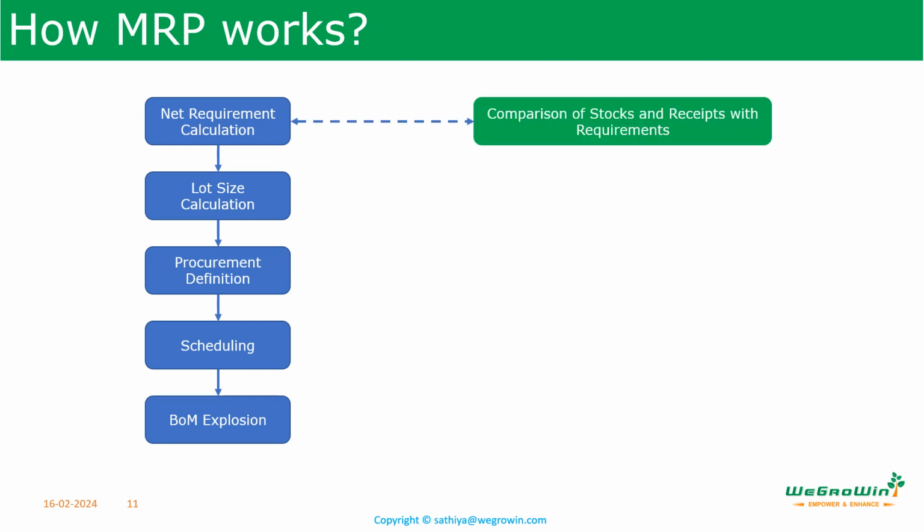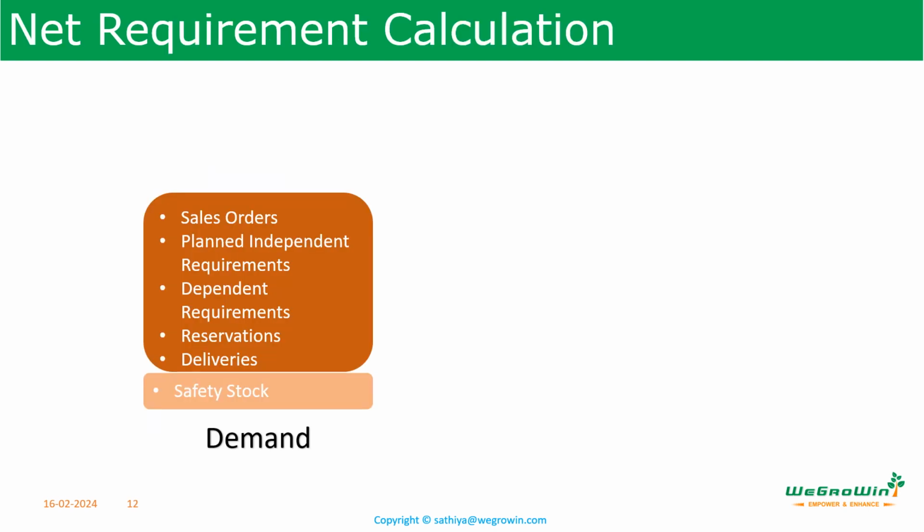Now, with the net requirement calculation, the system compares the stock and the receipts with the requirement. That is, it takes the demand. What are the demands there? Sales orders, planned independent requirements, other dependent requirements, any reservations entered by users, or the deliveries created for the customer orders. Safety stock is also a demand. Please note, safety stock is also a demand because we want this additional stock to be there. All these things are considered as demand.